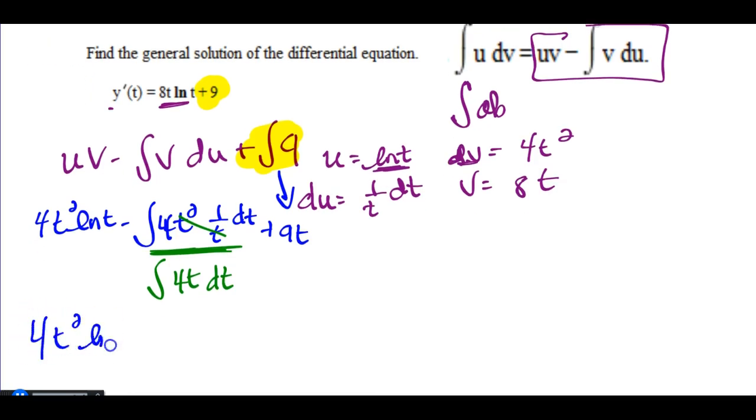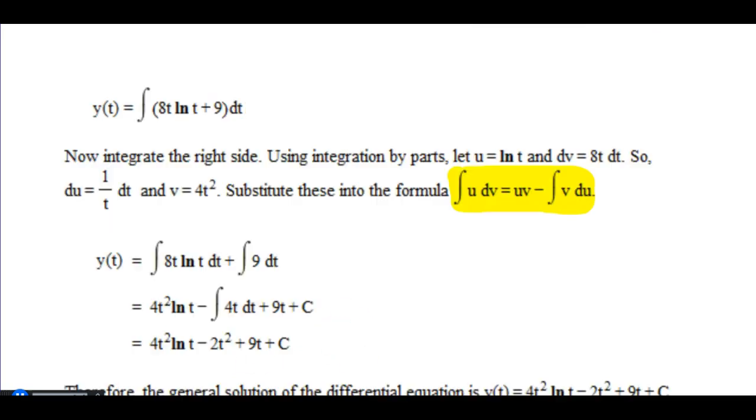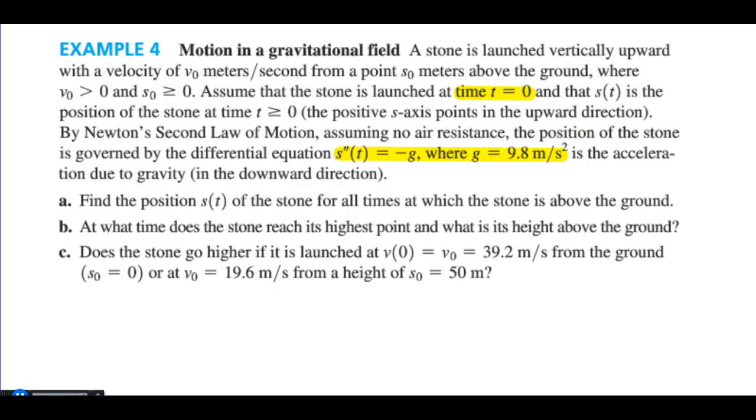So I'll leave this as 4t squared ln t minus 2t squared plus 9t plus c. So, a nice little review of integration by parts. Again, here's how the author chose to do it. Here's a nice little example. Example 4, I'll do part A, but for the sake of video length, I'm not going to go much further beyond that.